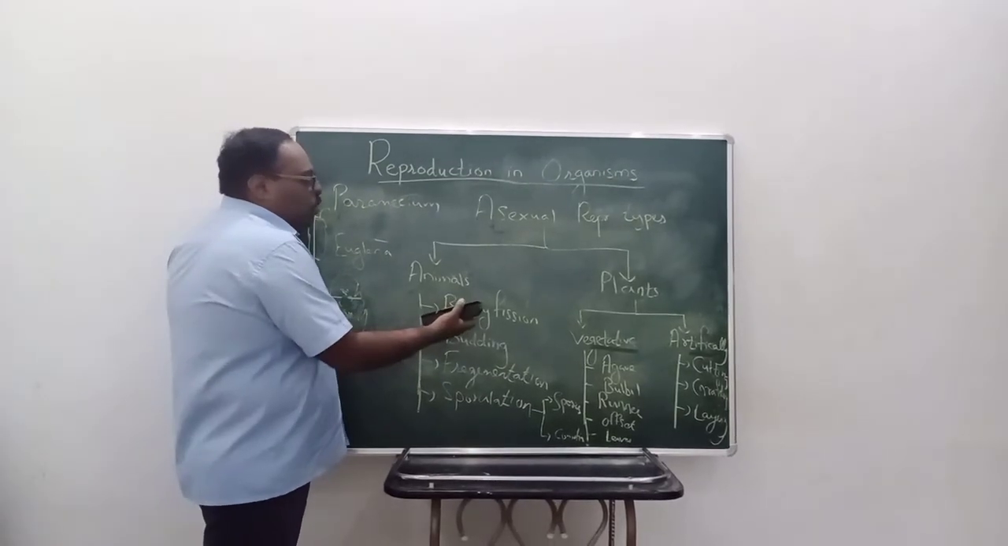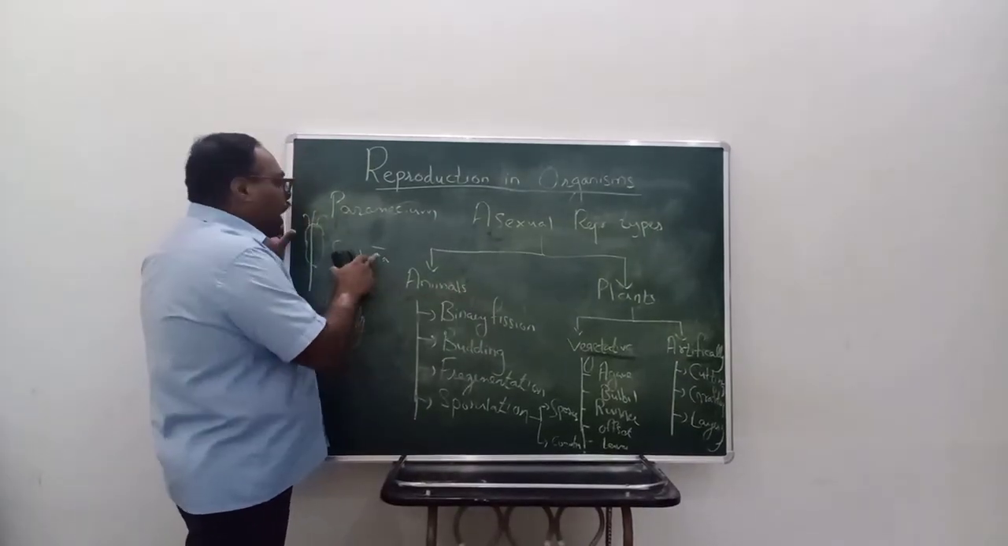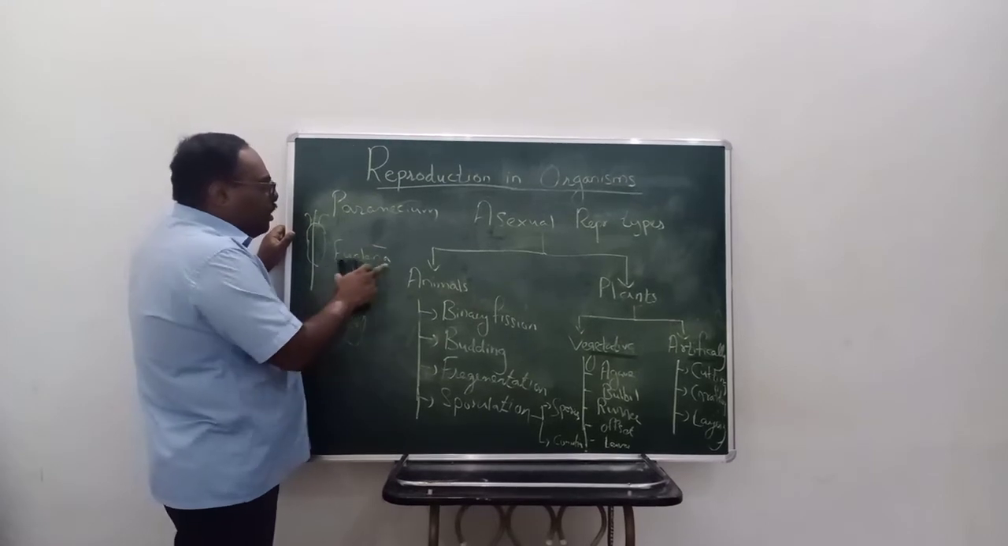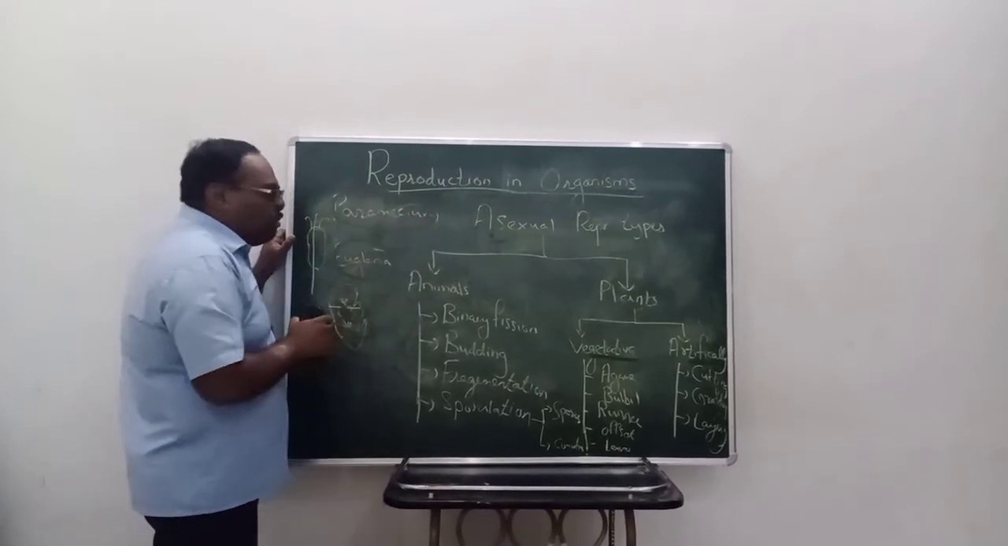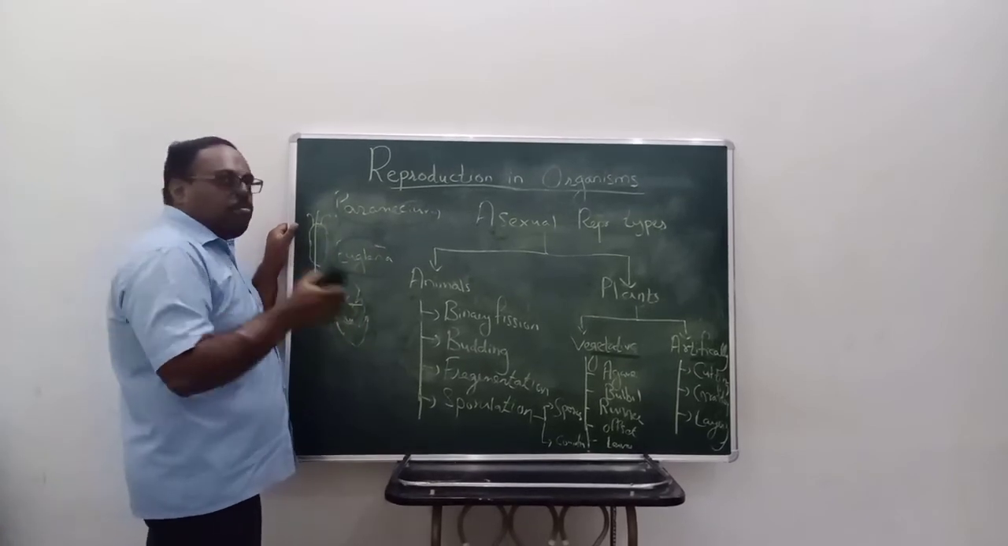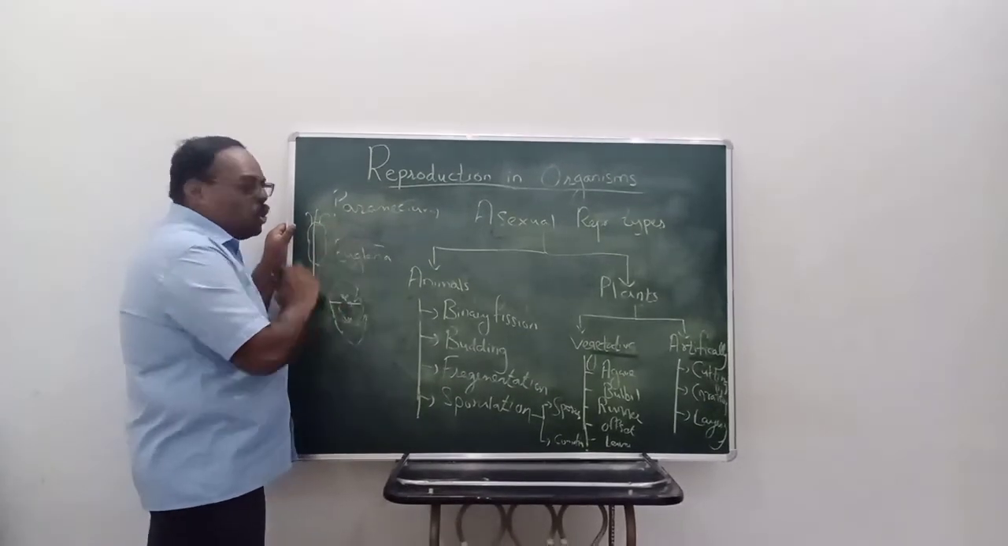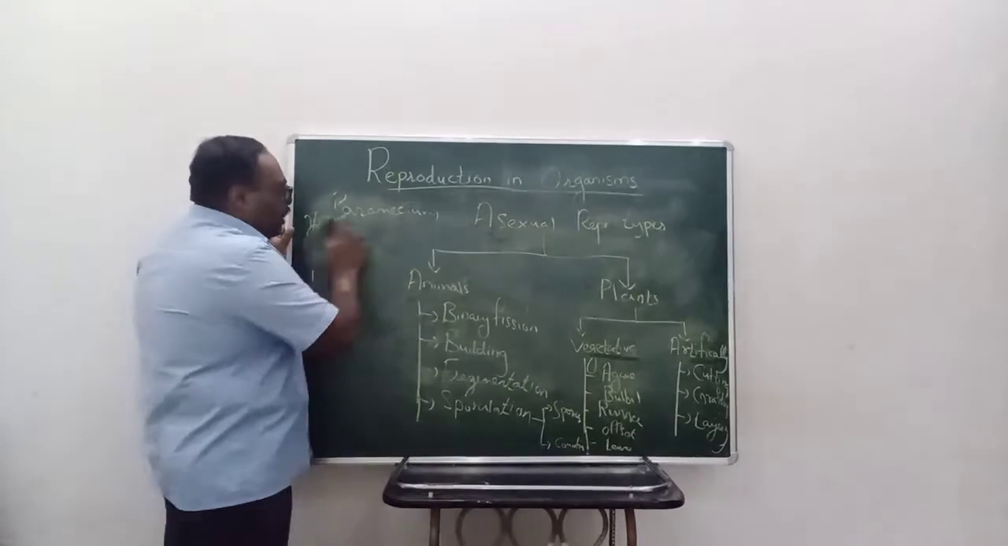When we are discussing amoeba, we have to know what is taking place in organisms like Euglena and what is taking place in organisms like Paramecium, because amoeba is very simple when we compare it to these two organisms. So you have to keep this in mind.